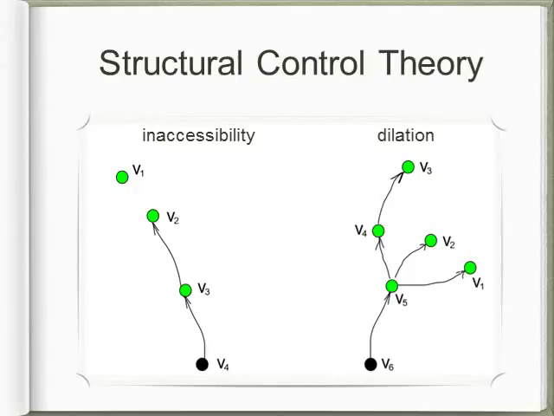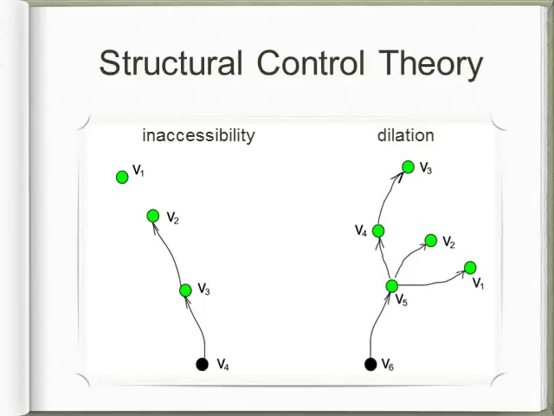Suppose you have a network and one node is isolated from the rest. Of course, by controlling the other part of the system, this node is not controllable at all. There's no direct path from the input sequence to this node. Even if there is a direct path from this node to this one, again, there's no direct path from the input sequence to this one. So this node is inaccessible, and the system is not controllable, of course.